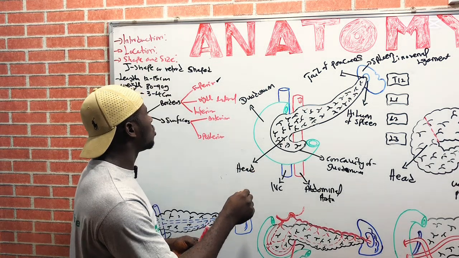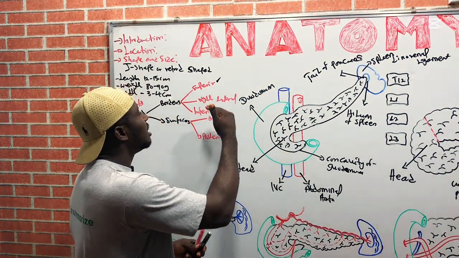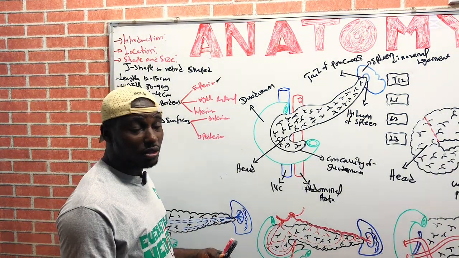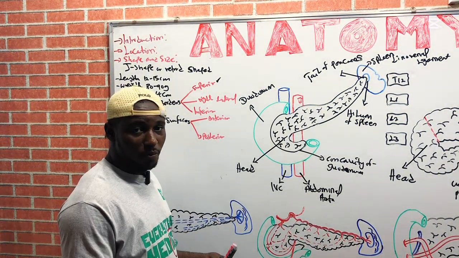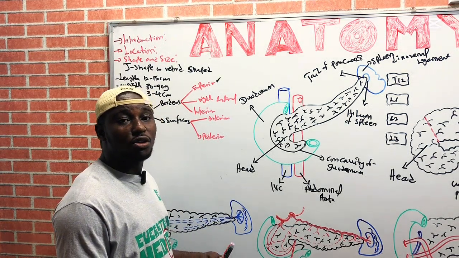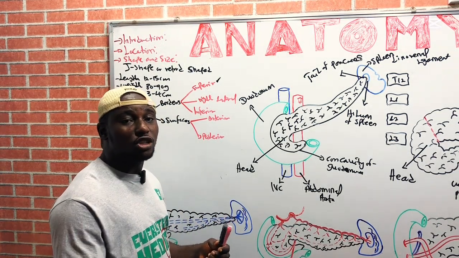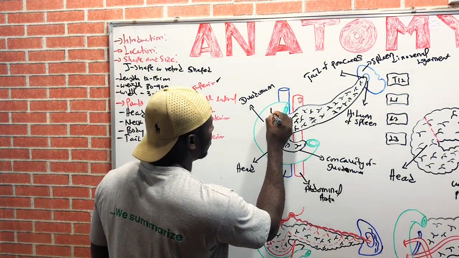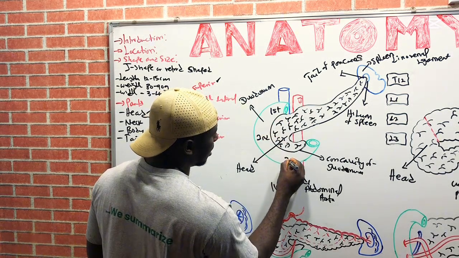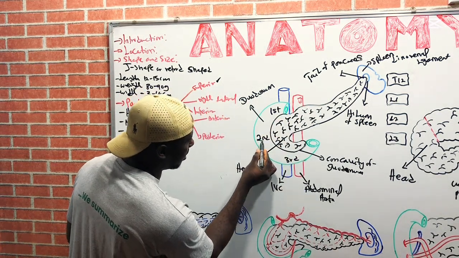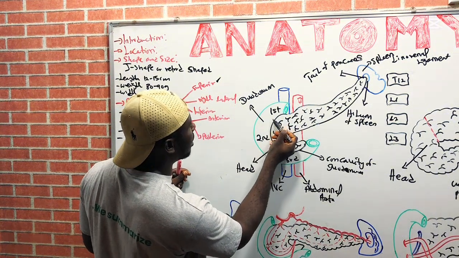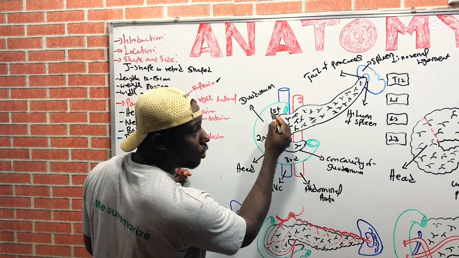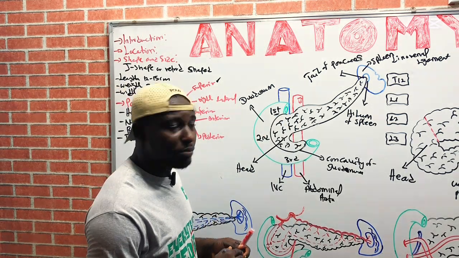So let's quickly discuss the relations of these borders and surfaces. The superior border of the head of the pancreas is related to the first part of the duodenum and also to the superior pancreaticoduodenal artery. This is the first part, second part, and third part of the duodenum, so that you understand it better.